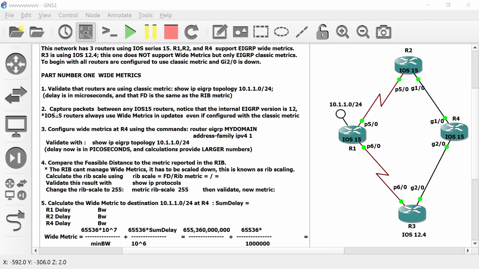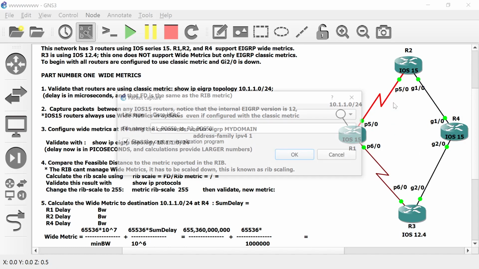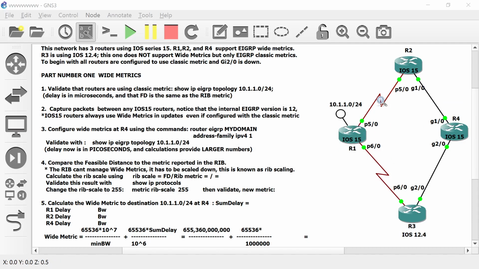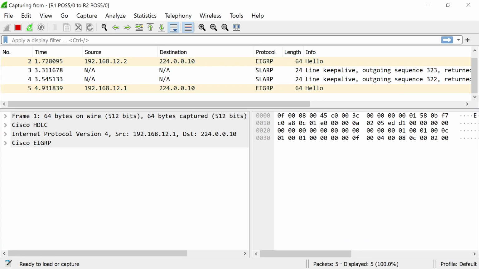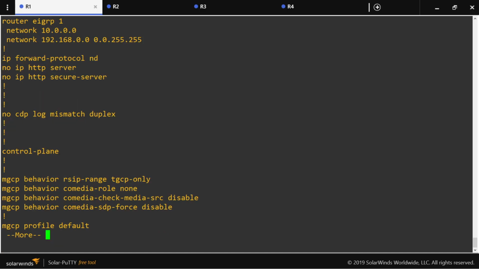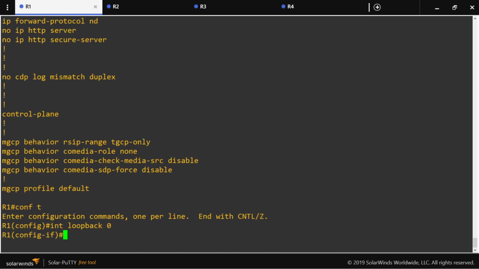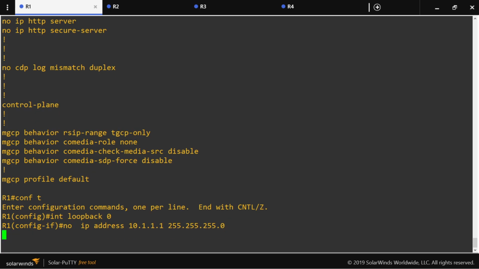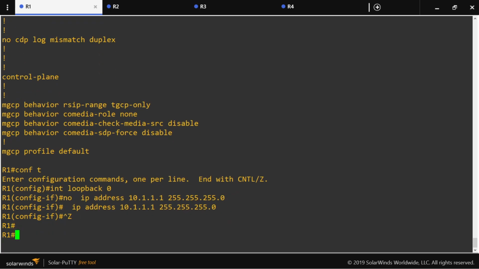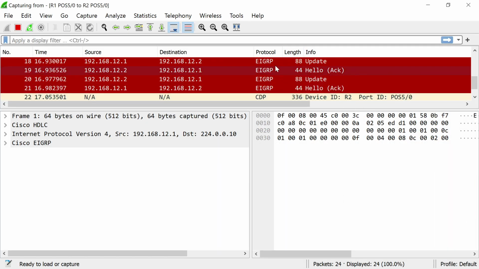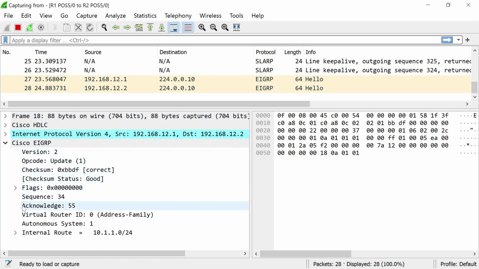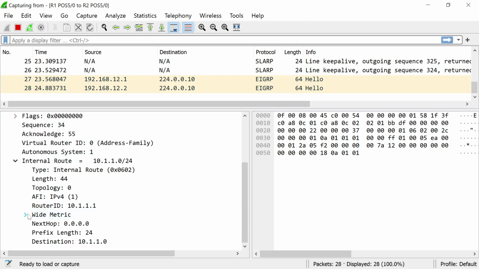Okay, so let's go to action item number 2. Capture packets between any IOS 15 routers, and let's see what we see. Let's capture packets. I'm going to simulate a failure at Router 1 in order to send an update. Let's go to Router 1, to the loopback. I'm going to negate the address and enter it again in order to send an update. And let's see. This is the update of the prefix.